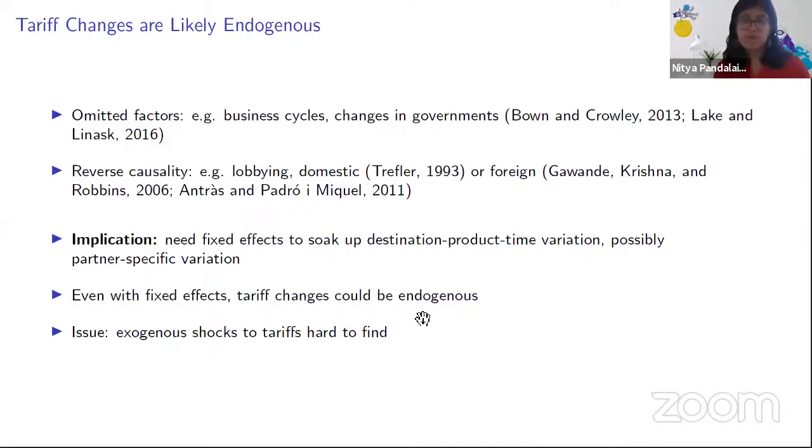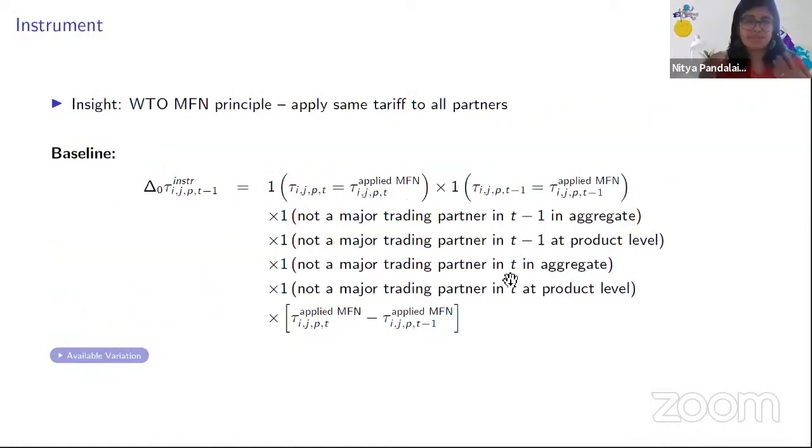So the implication is that we need to think very carefully about the fixed effects. We want to take out a destination product time variation for sure, possibly even partner-specific variation, but even with the fixed effects, the residual tariff variation could still be endogenous. But of course, this is problematic because it's very hard to find an exogenous shock to tariffs. So again, what we're going to do is propose a new instrument that can help with this concern.